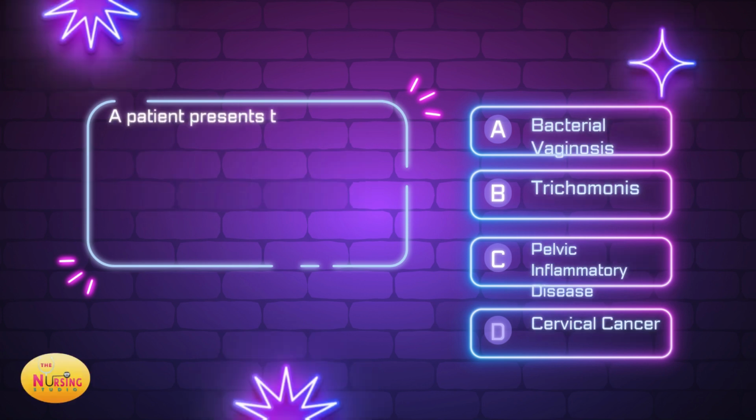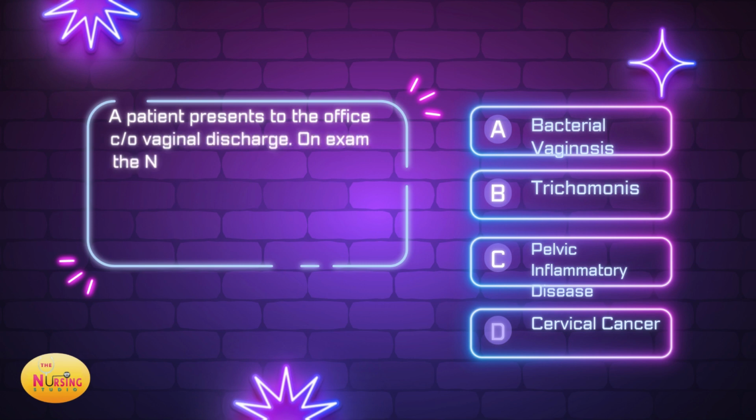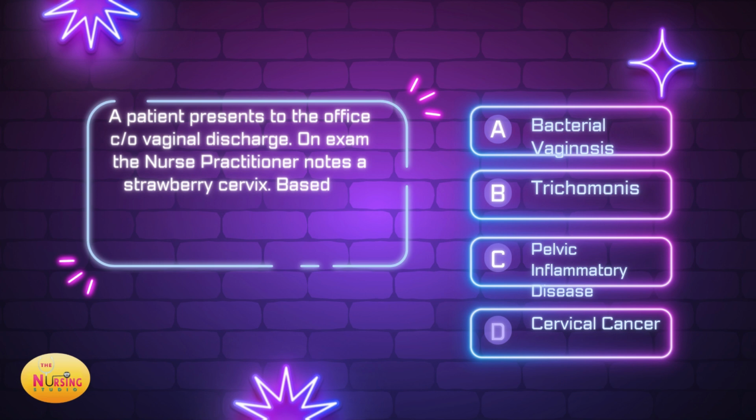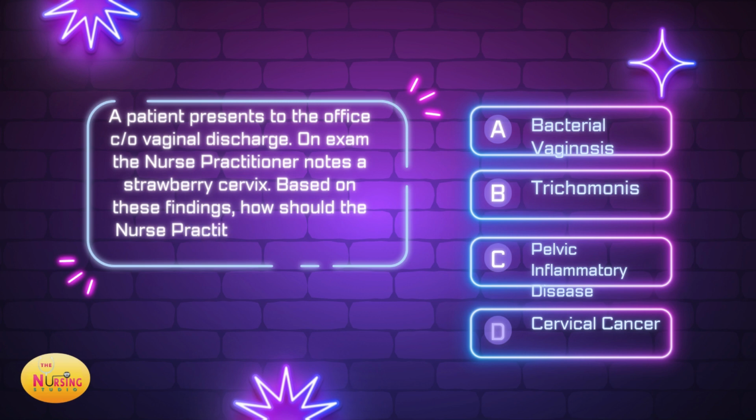All right, and last but not least, let's get into question number 3 for today. It states, a patient presents to the office complaining of vaginal discharge. On exam, the nurse practitioner notes a strawberry cervix. Based on these findings, how should the nurse practitioner diagnose? Is it A, bacterial vaginosis? Is it B, trichomonas? Is it C, pelvic inflammatory disease? Or is it D, cervical cancer? Take a moment and tell me what you got in the comments.